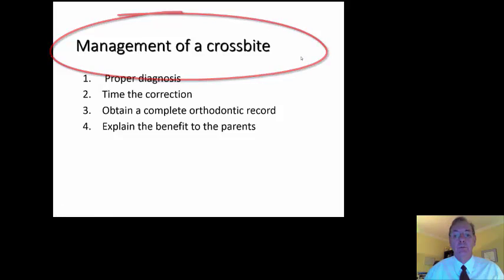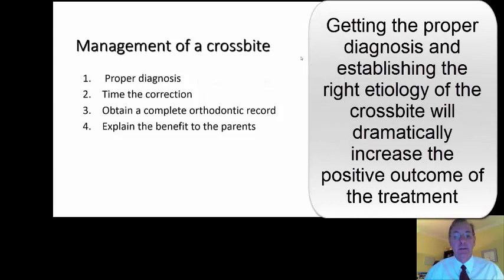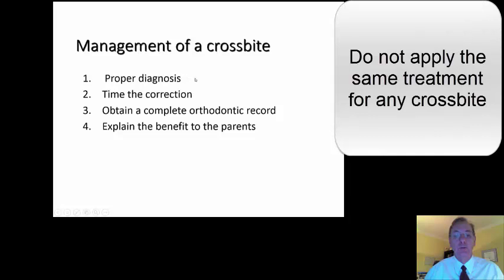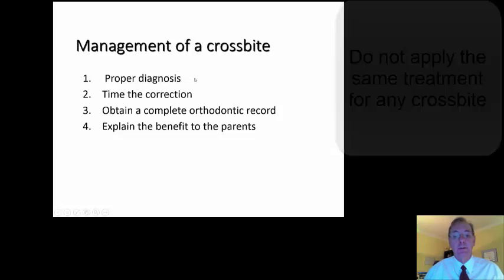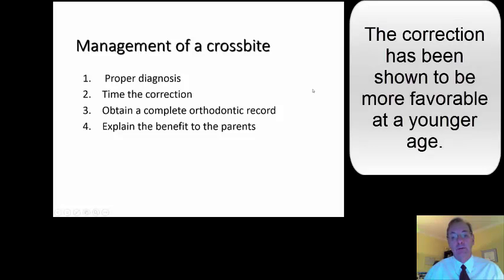What is the management of a crossbite? The first and important aspect is to do a proper diagnosis. Crossbites sometimes present themselves as looking the same in the mouth, but once you do the proper testing and data collection, you'll find that their etiology is vastly different. Very important to do a proper diagnosis. Do not jump to treatment immediately. The timing of the correction is also very important. The correction has been shown to be more favorable at a younger age.